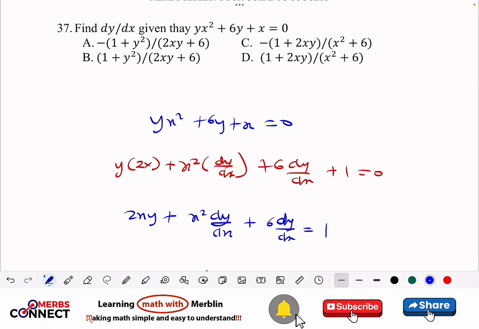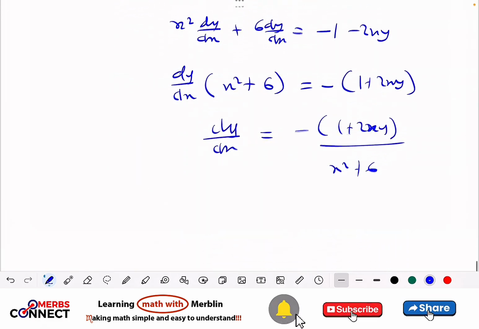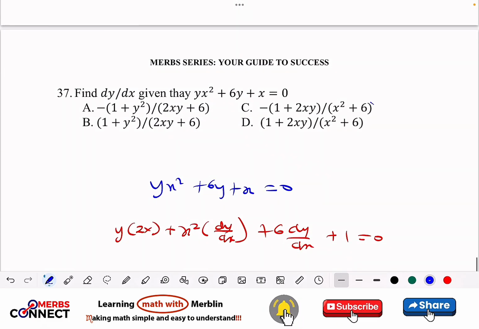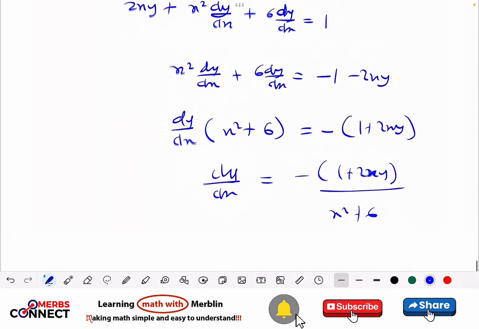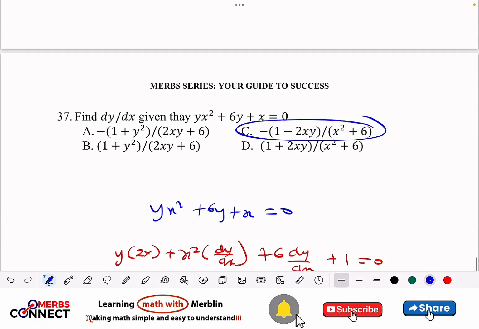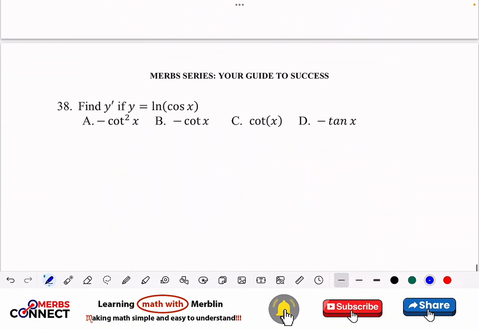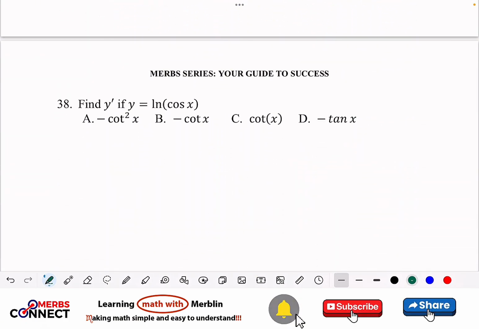I was choosing A, but the answer is not even A. The answer is C here. So basically, that is the idea. Always solve them first, before you choose the answer, unless maybe time is up and you are rushing to finish.